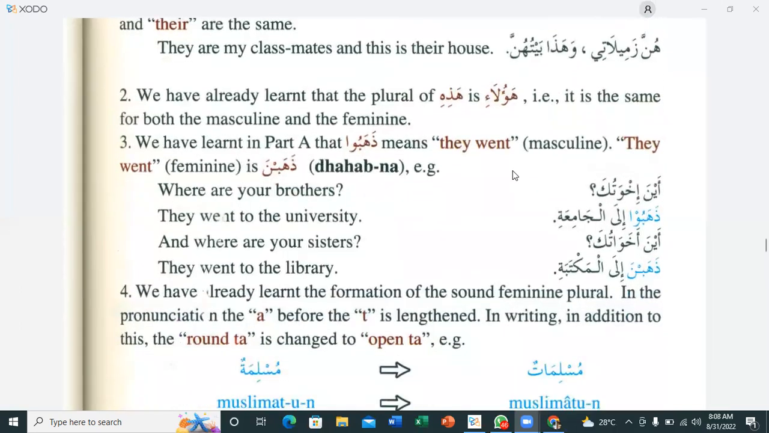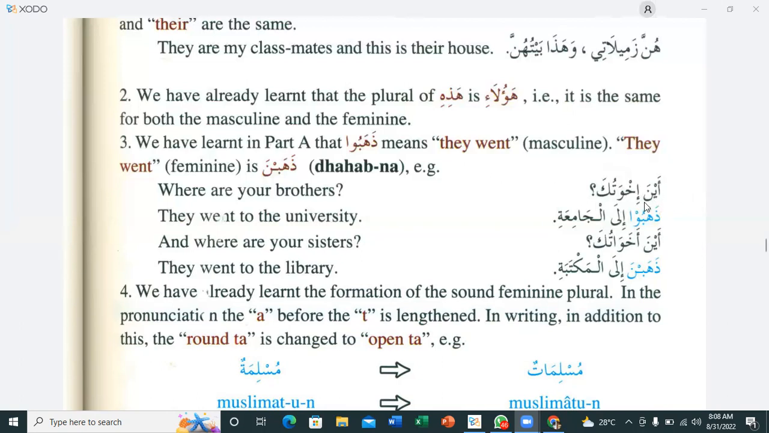Point number two is, we have already learned that the plural of hazihi is haulai. It is the same for both the masculine and feminine. Point number three is, we have learned in part A that zahabu means they went for masculine. For feminine it is zahabna.